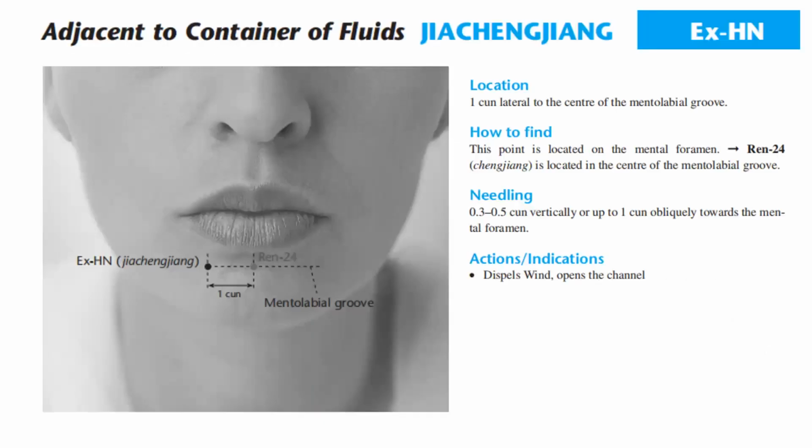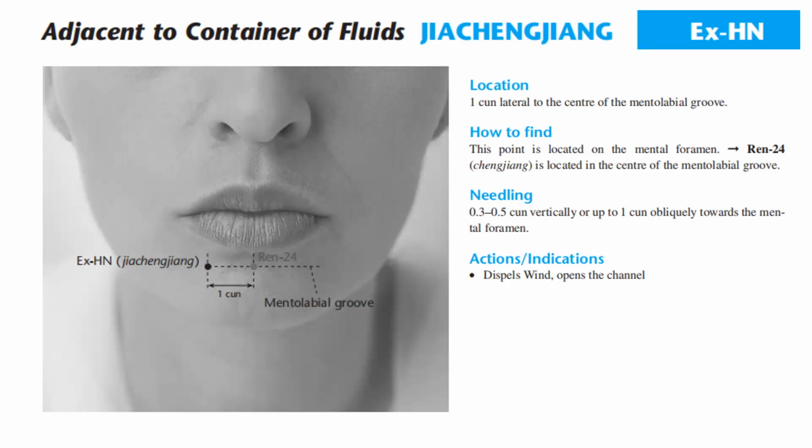Adjacent to container of fluids, Jiachengjiang, EX-HN. Location: 1 tune lateral to the center of the mental labial groove. How to find: this point is located on the mental foramen. REN 24 is located in the center of the mental labial groove. Needling 0.3 to 0.5 tune vertically or up to 1 tune obliquely towards the mental foramen.